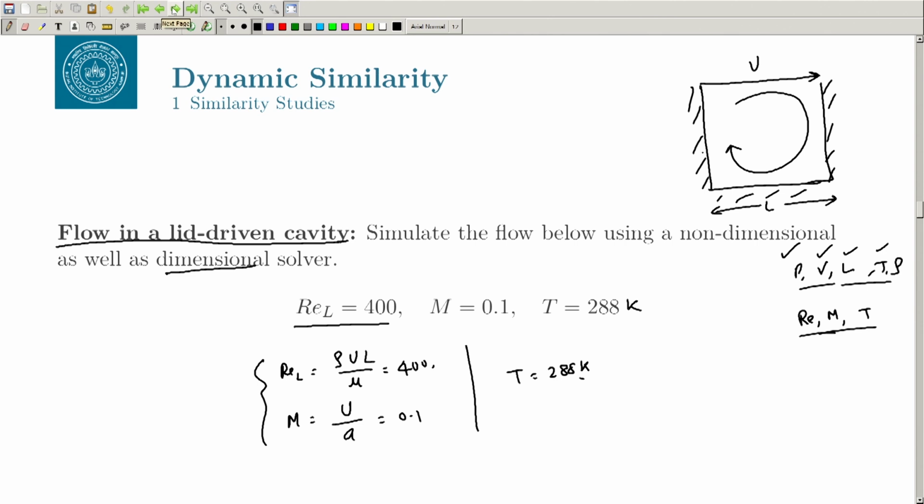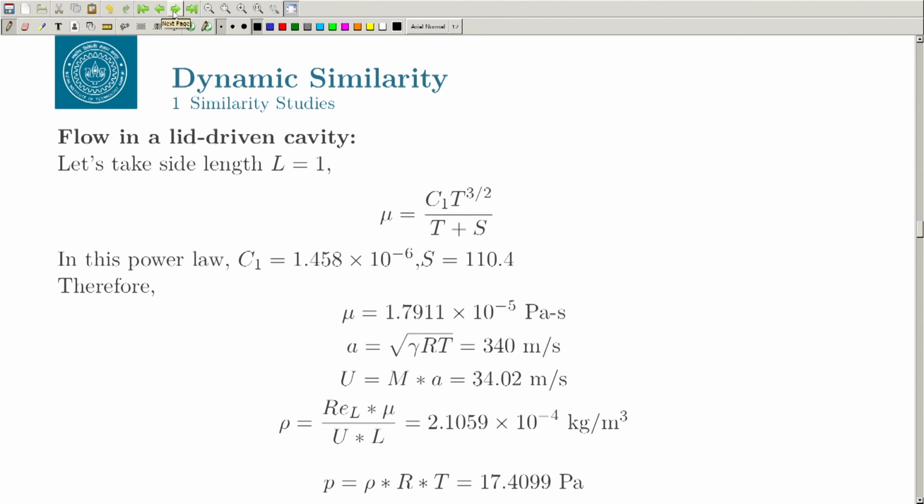So, how do you do that? Okay. This is very easy to do. You can take any side length L equal to 1, or you can take 0.1, 0.01, it is your choice. So, let us say I am taking L equal to 1. Now, the first thing that you know is the temperature, right.